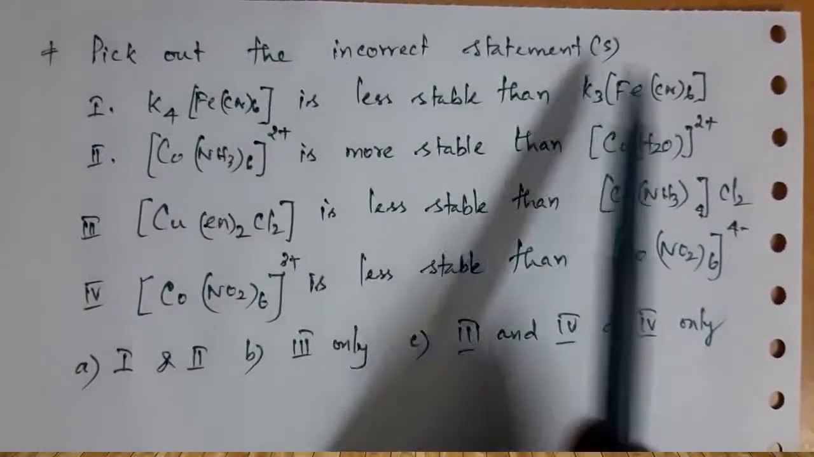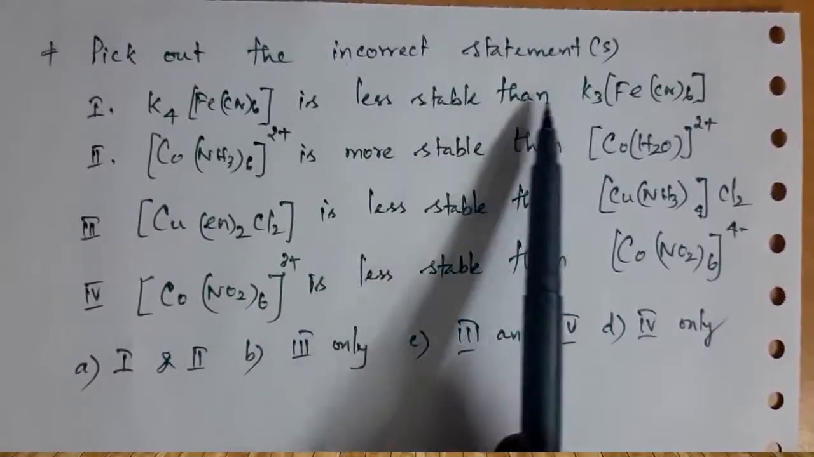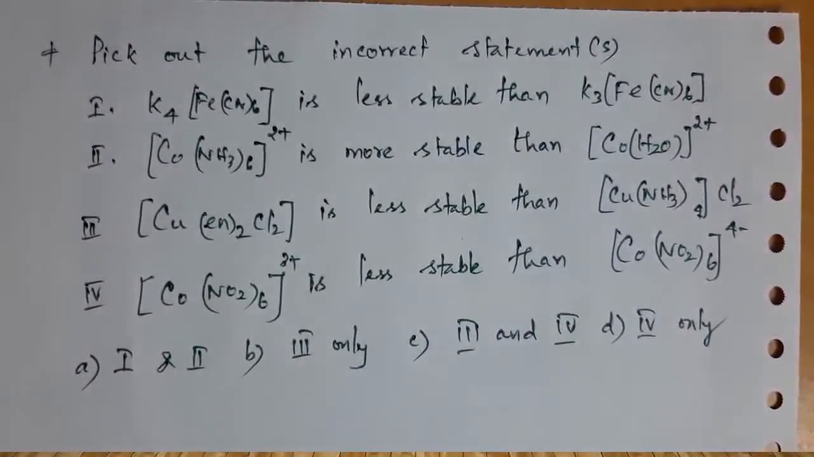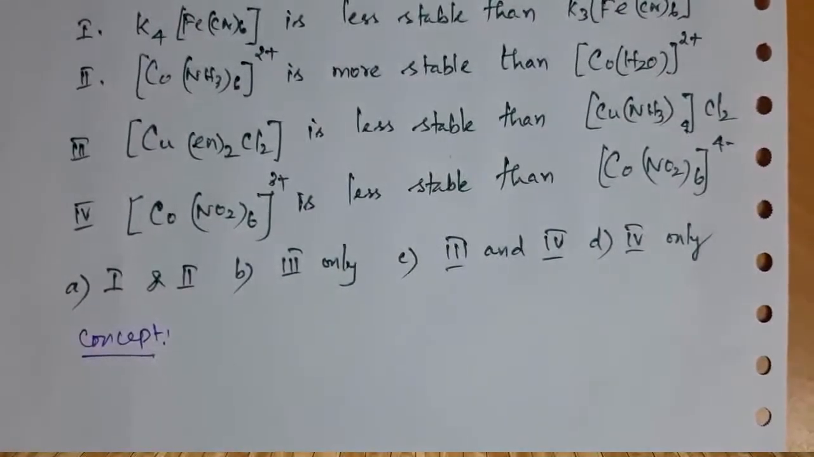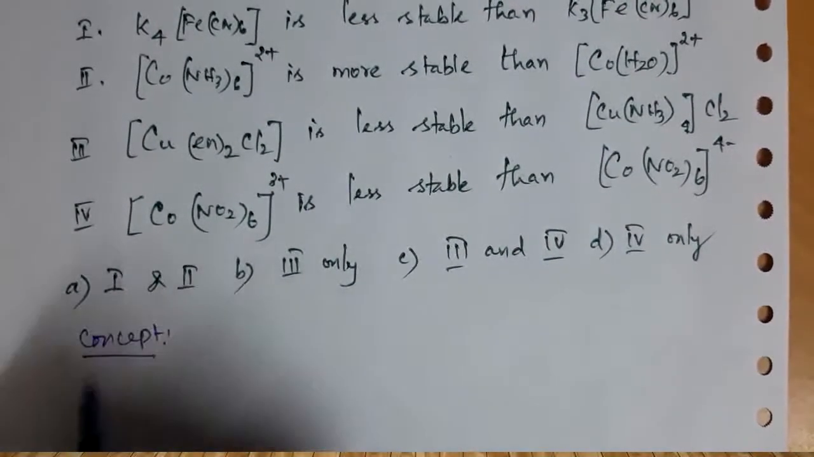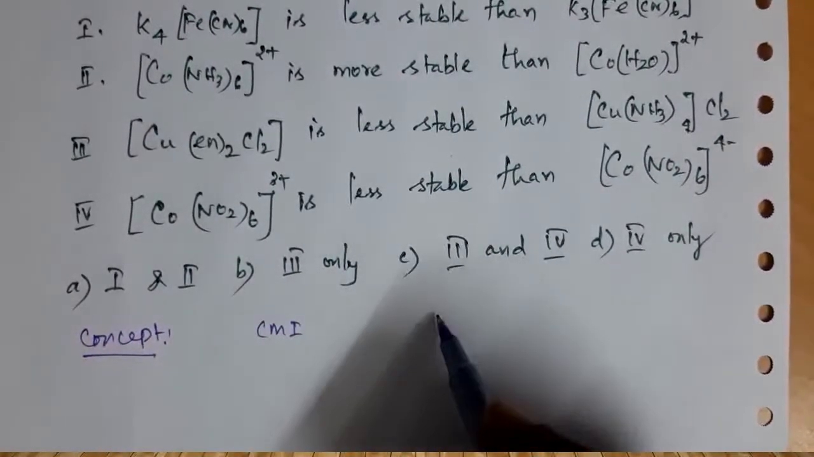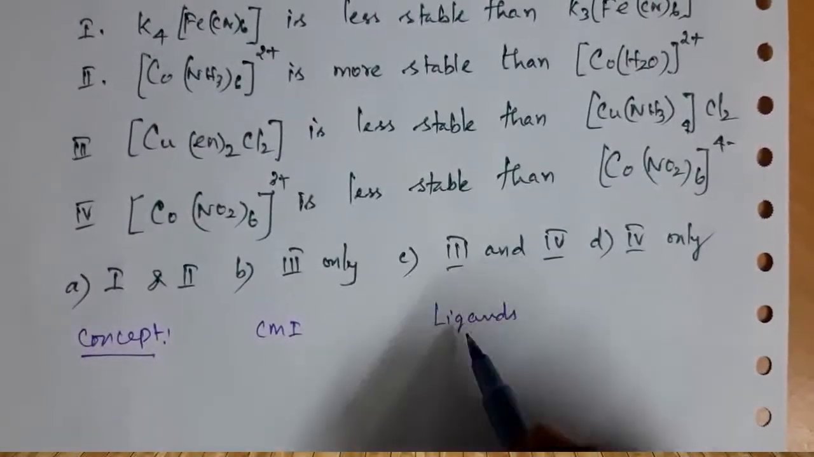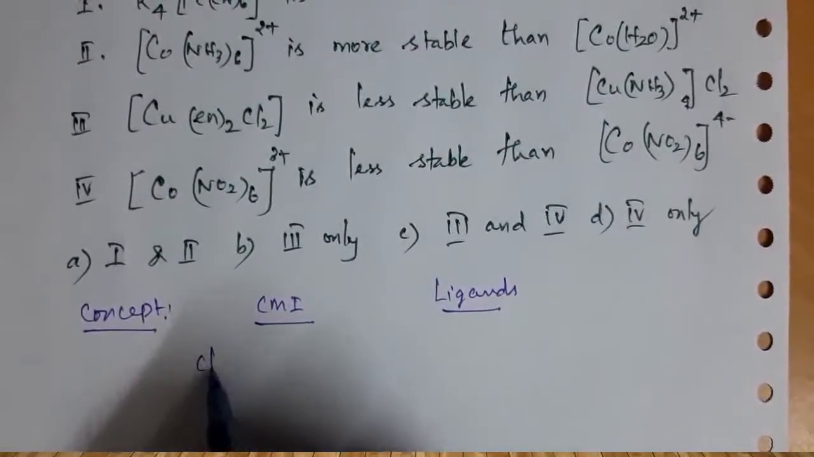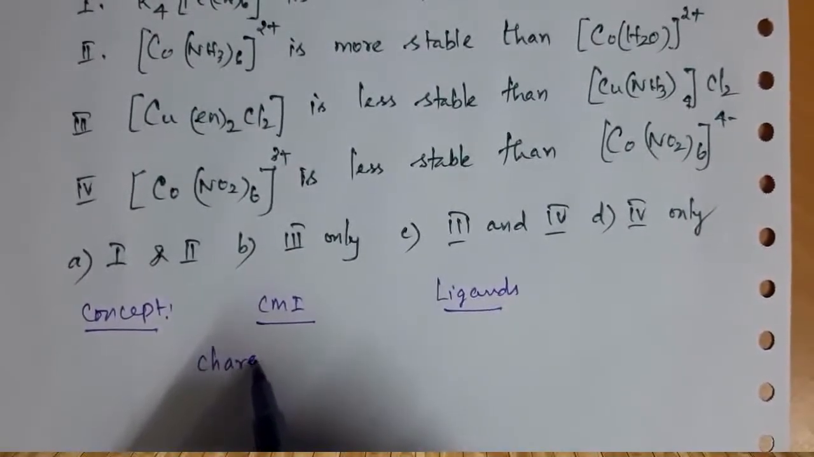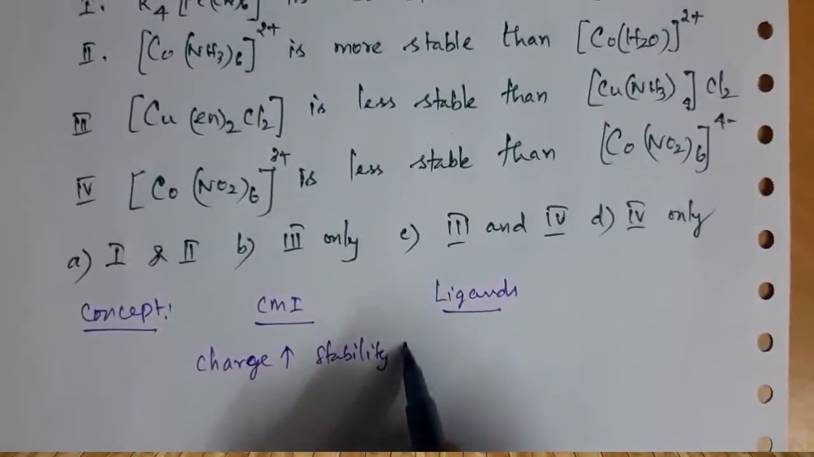Next question, pick out the incorrect statements. Potassium ferrocyanide is less stable than this one. How can we find out the answer? So what is the concept regarding stability? We have to find out the central metal ion and the ligands. In case of the central metal ion, as the charge increases, stability increases.